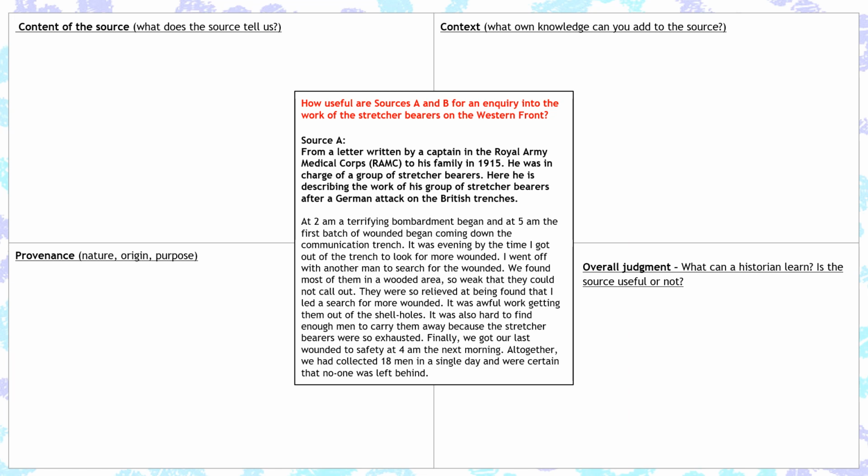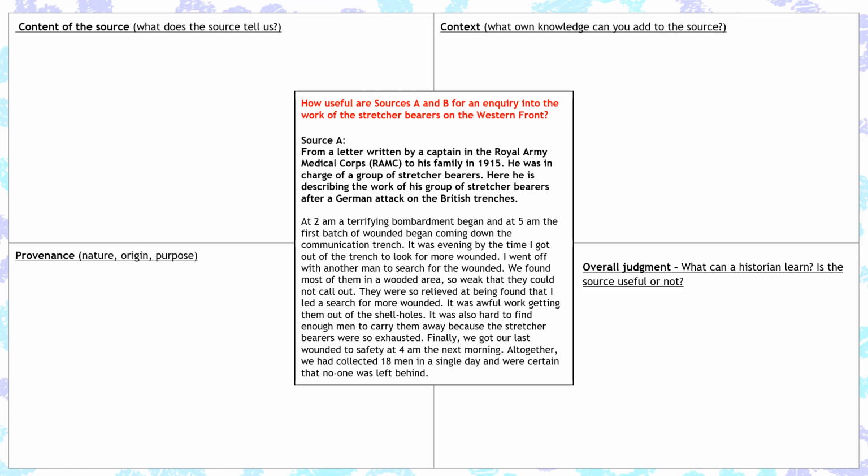It was also hard to find enough men to carry them away, because the stretcher bearers were so exhausted. Finally, we got our last wounded to safety at 4 a.m. the next morning. Altogether, we'd collected 18 men in a single day, and were certain that no one was left behind.